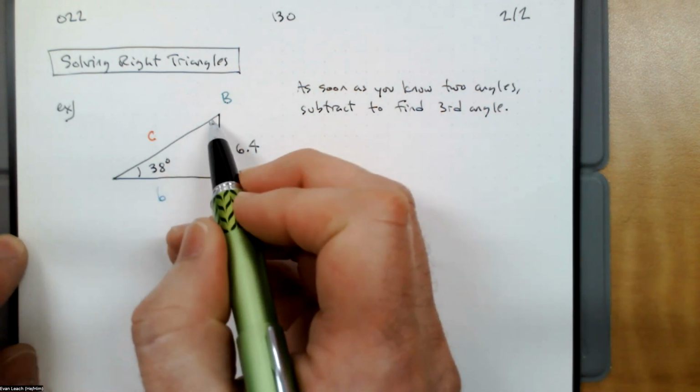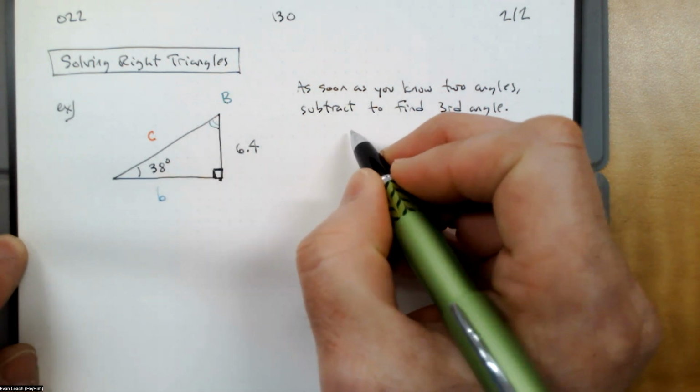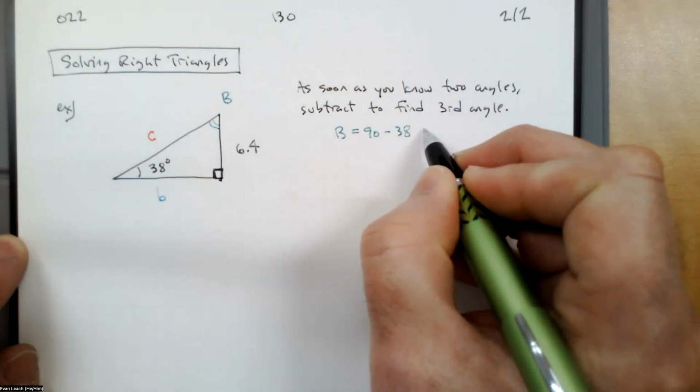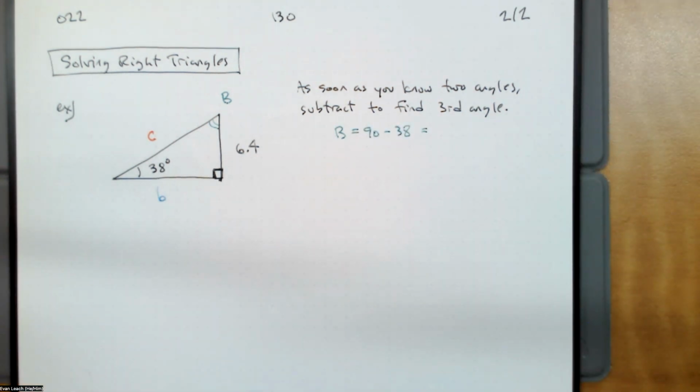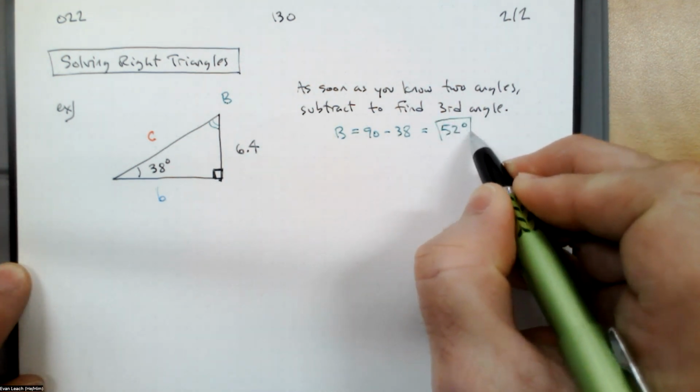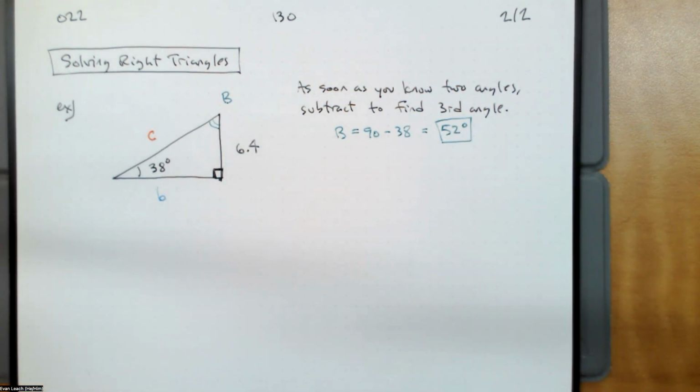So 38 plus B is equal to 90, but we're going to turn that around and say B is 90 minus 38. So 90 minus 38 is 60 negative 8, otherwise known as 52. Is that right? Yeah, 38 and 52 is 80-10, otherwise known as 90.